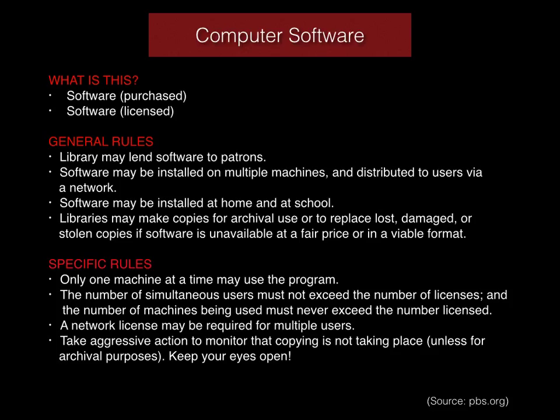Librarians can lend software to patrons, and software may be installed on multiple machines and distributed to users via a network, but it has to be a closed network, so like a computer lab in a school. The software may be installed at home and at a school, and this kind of applies to learning online. And libraries may make copies for archival use to replace lost, damaged, or stolen copies if software is unavailable at a fair price or in a viable format.